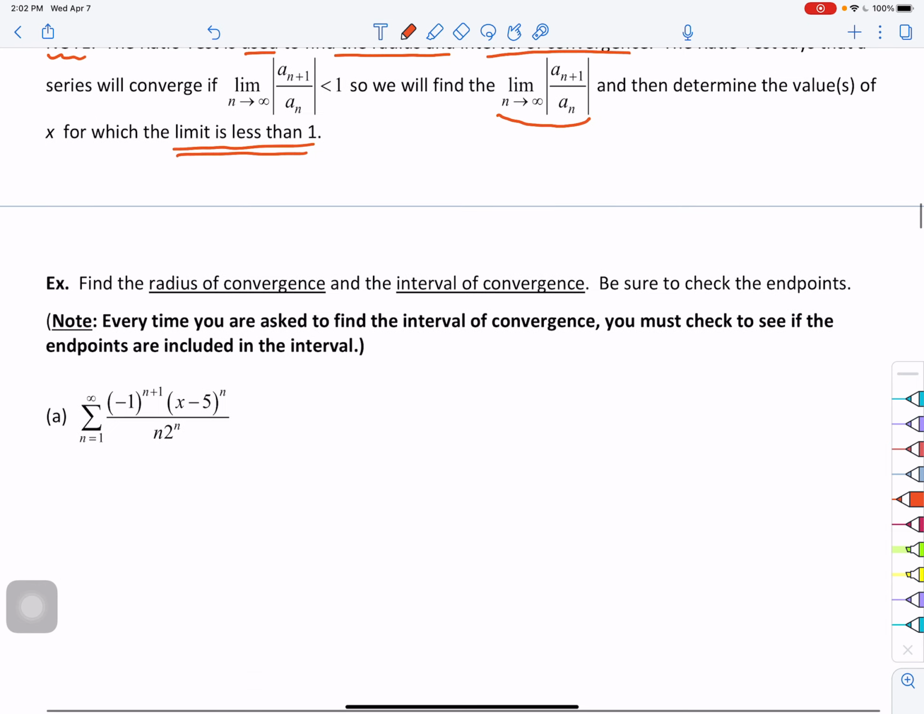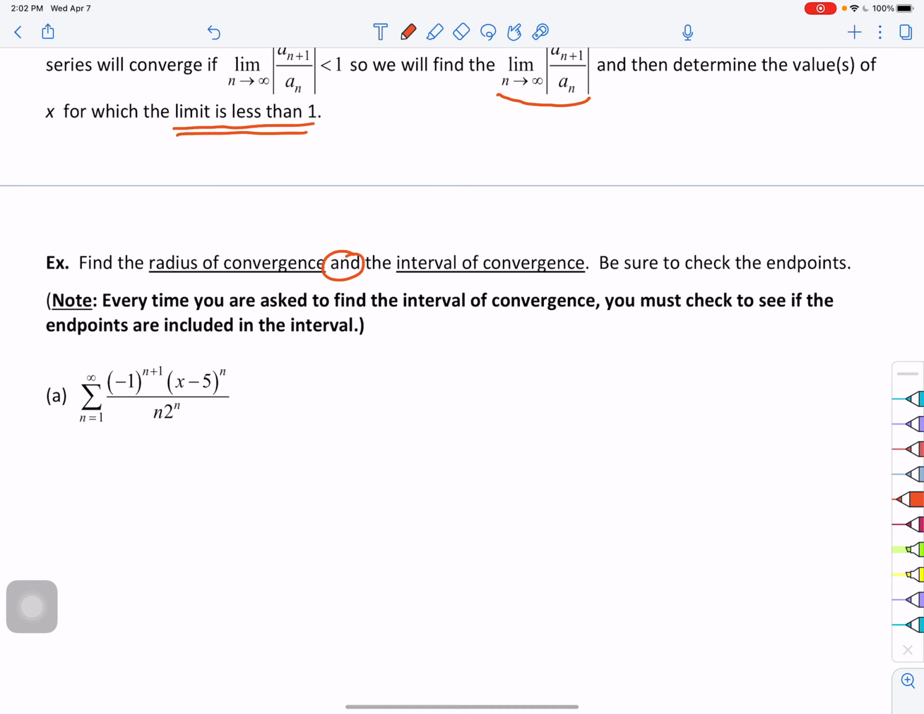Find the radius and the interval of convergence. I always call this R, and I call this IOC.